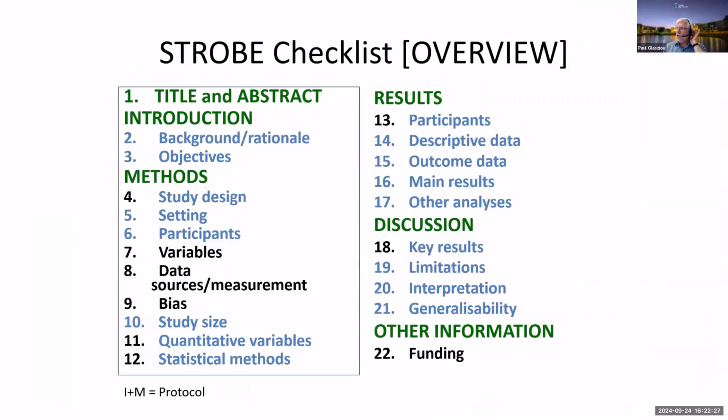And it's a very similar thing for this STROBE checklist here. Again, a limitation is it doesn't have much in the introduction and discussion. It's a little more complete than the CONSORT, but it's really focused on the methods and results section. So that's for observational studies. And as I note down here, the IM is the protocol.